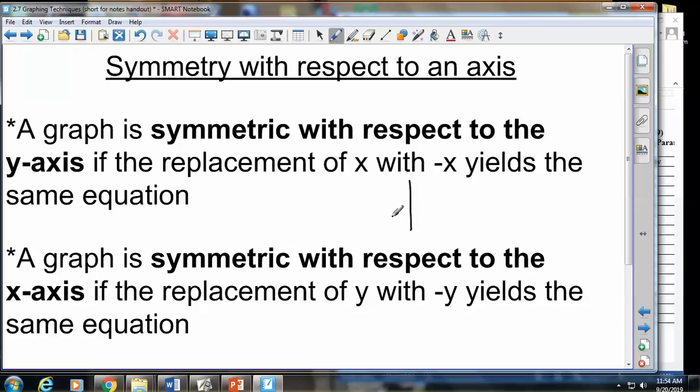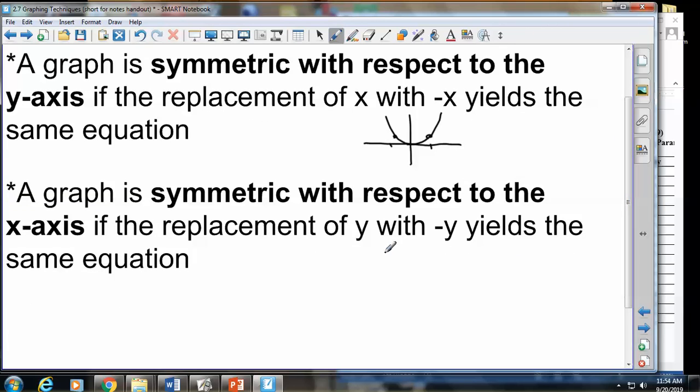If a graph is symmetric to the y-axis, what that means is that if you folded your graph on the y-axis, those pieces would overlap each other. So in other words, both a positive x and a negative x give you the same y value back. If it is symmetric to the x-axis, that means if I fold my graph on the x-axis, it would overlap itself. So in other words, both a positive y and a negative y correspond to the same x value. If it's symmetric to the x-axis, can it be a function?